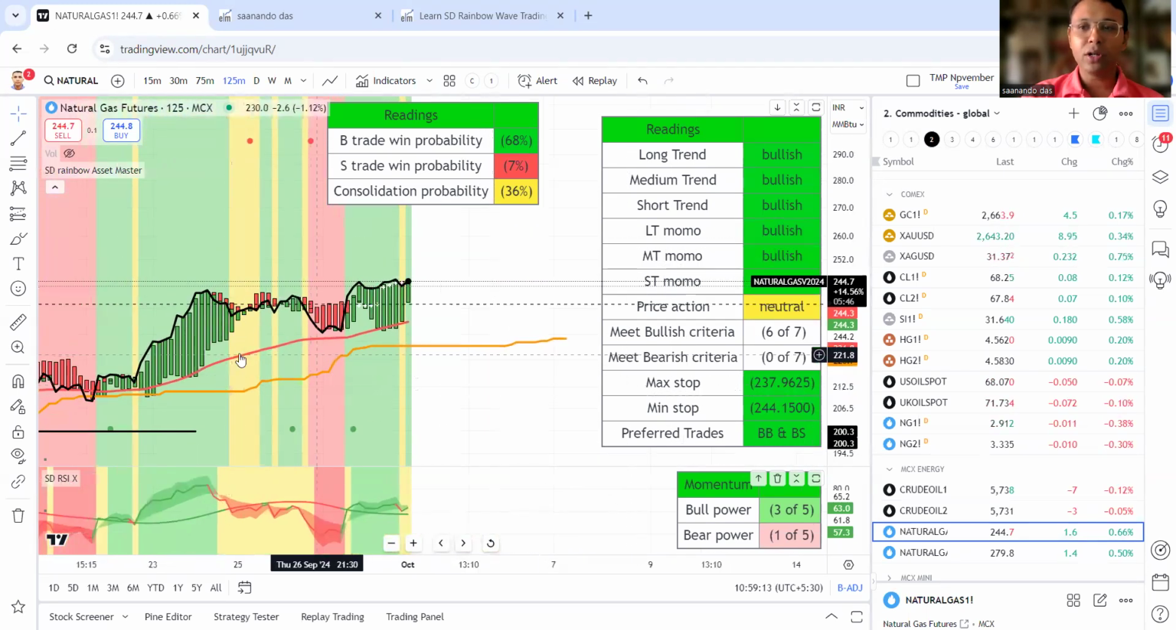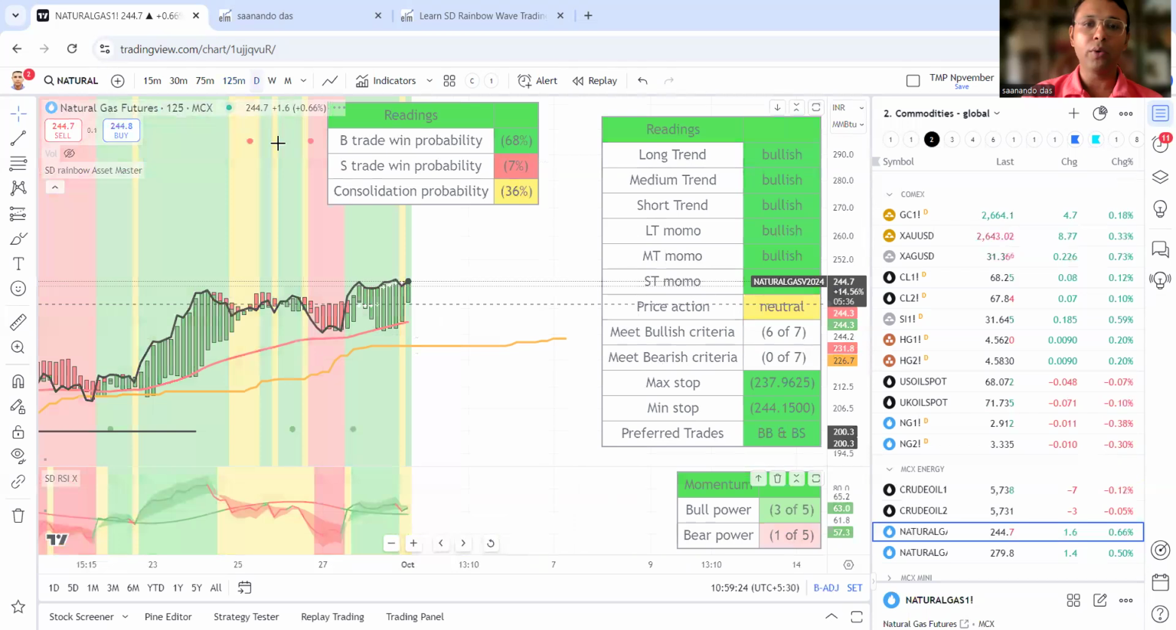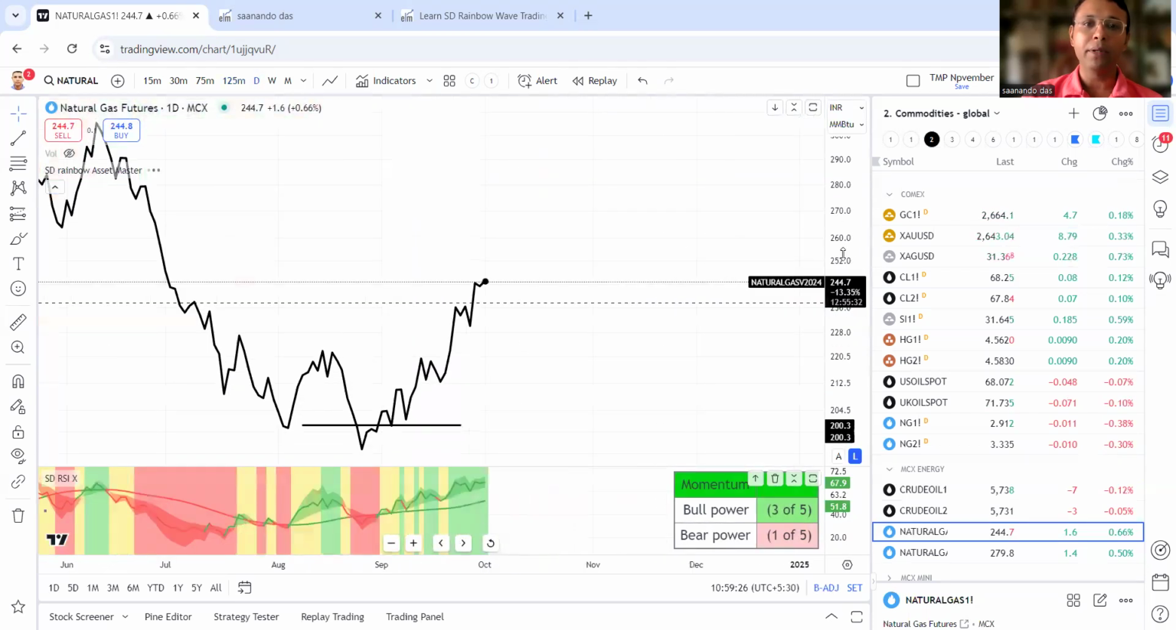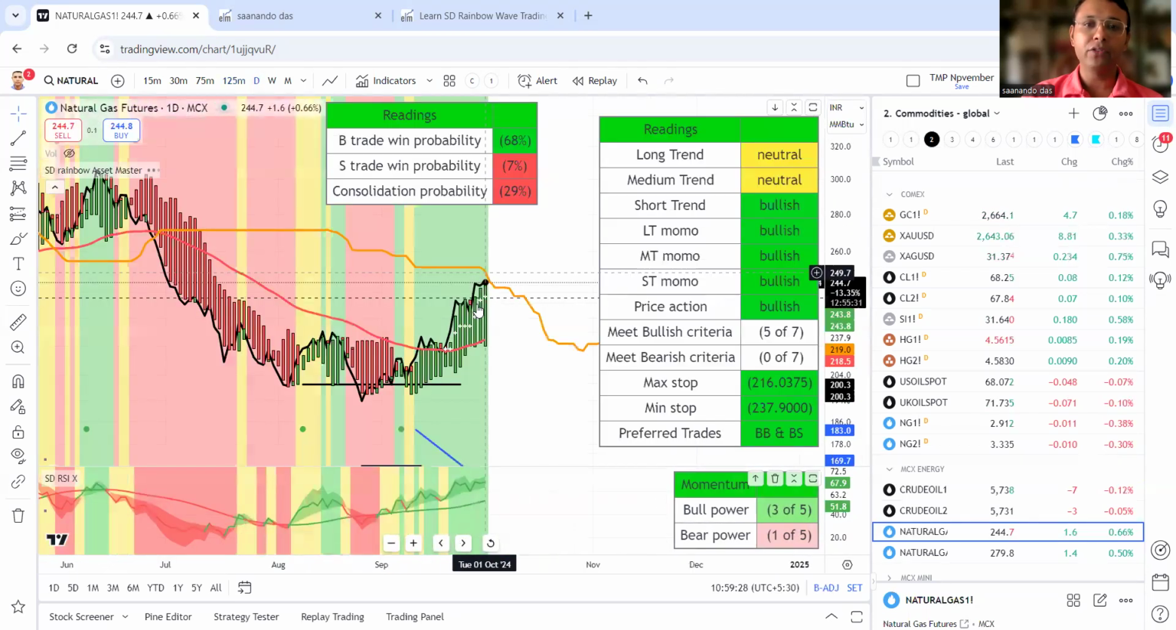This is the natural gas. Natural gas looks bullish. It can go further up, but we are waiting for price action to turn bullish. Once it turns bullish, we get a breakout in 125. Natural gas can go up. On the daily chart overall, the rise is coming.